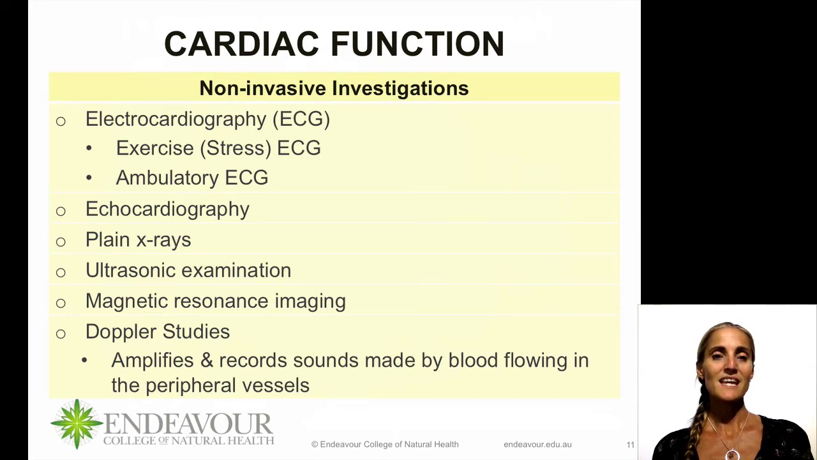Echocardiography is often used as well. This is also known as an echo, and this is a Doppler device. If we skip down to the bottom, that's a better explanation of this. The Doppler studies amplify and record sounds that are made by blood flowing through the peripheral vessels. So an echo is a type of Doppler device. It looks for the speed and the turbulence of the blood in the chambers and also the great vessels. The greater the frequency, the faster the blood's flowing. And that can also be used to detect valvular regurgitation and turbulence, and also high blood pressure.